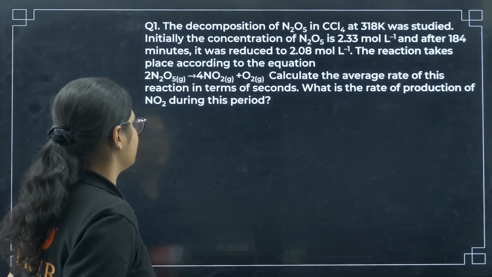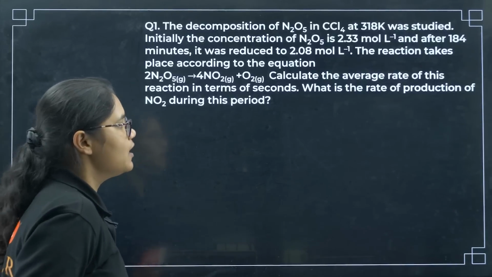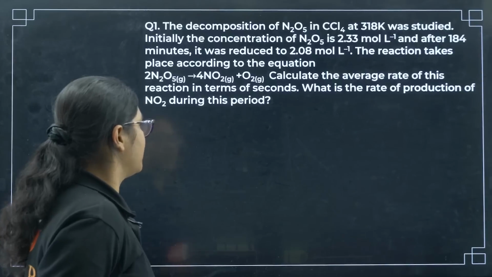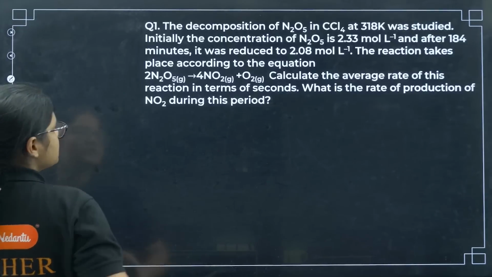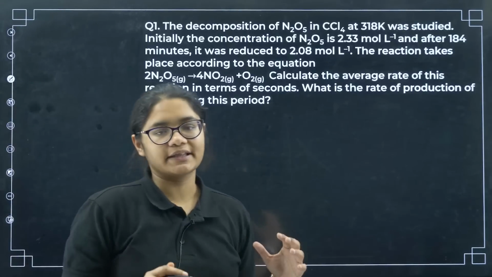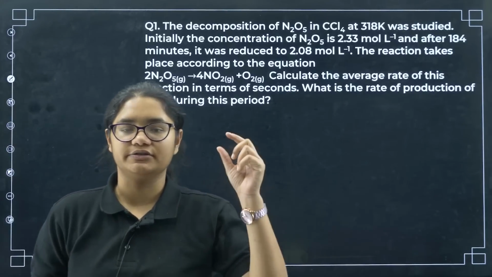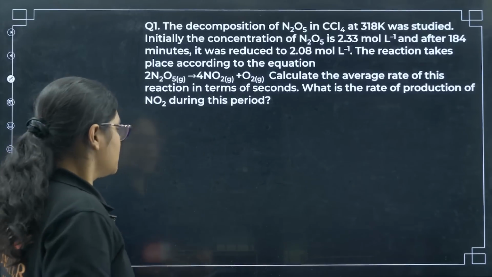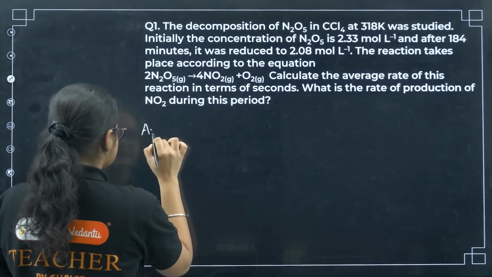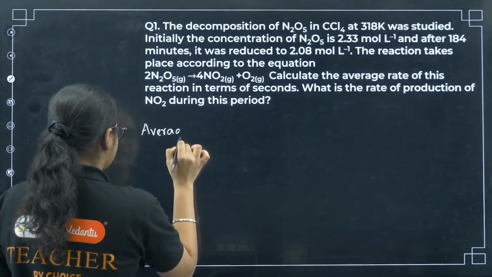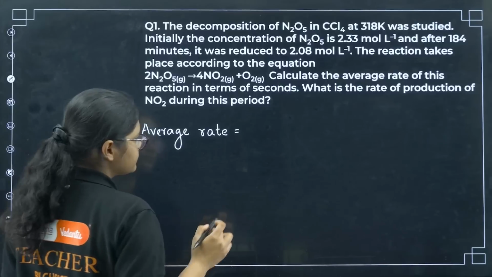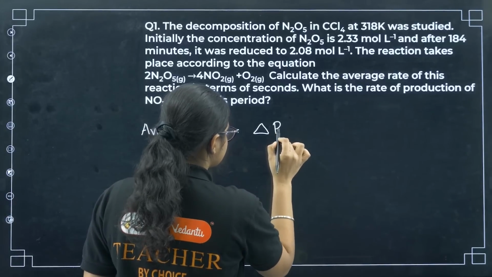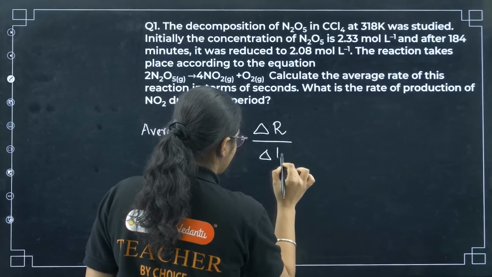Calculate the average rate of this reaction in terms of seconds. What is the rate of production of NO2 during this period? This is a very simple question. Whenever you want to calculate the average rate, it is the change in concentration by the change in time. So we can write like this: average rate is equal to change in concentration of the reactants by time.